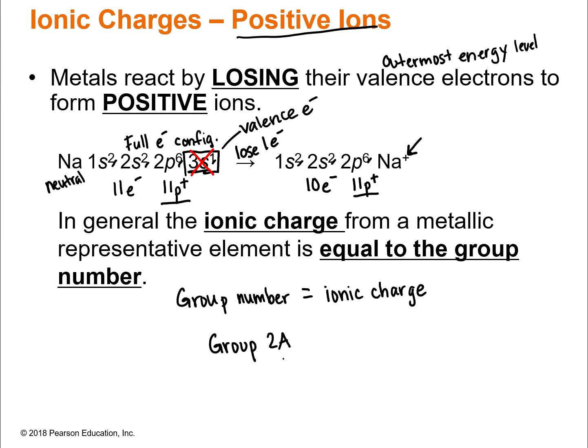If you're in group 2A, just by the fact that you're in 2A, I know two things. You have 2 valence electrons, and that your ionic charge is +2. Because when you react with something, you're going to lose those 2 valence electrons. So you're going to be +2. Let's check your understanding.